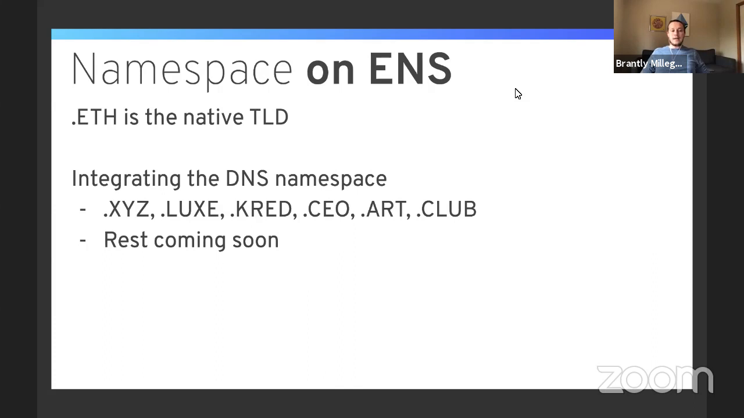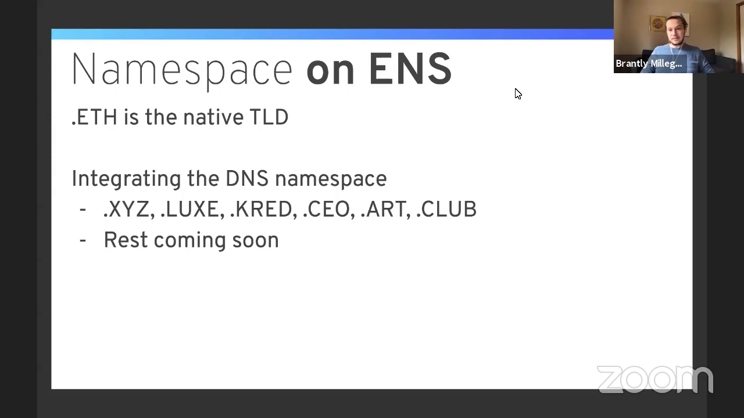So .eth is the native top level domain, or name suffix, on ENS. It has all the benefits of being blockchain native, but we're expanding the namespace available on ENS by simply integrating the DNS namespace that already exists. Again, we're not in competition with it. So we've already integrated .xyz names. I mentioned I have brantley.xyz, .lux, .cred, .co, .art, .club, and the rest are coming very soon. So like .com, .io, these were some special cases and some experiments. We're now rolling this out to the entire DNS namespace.